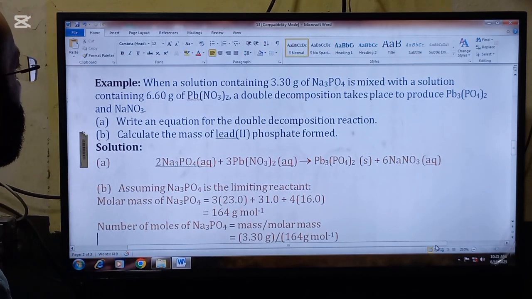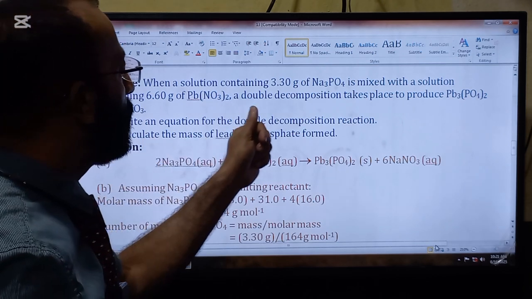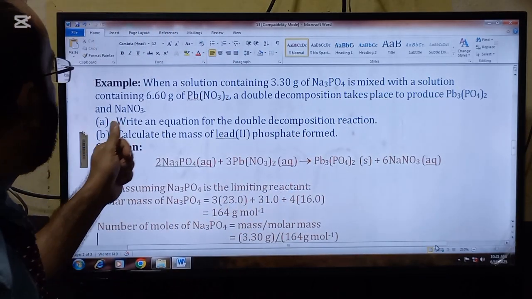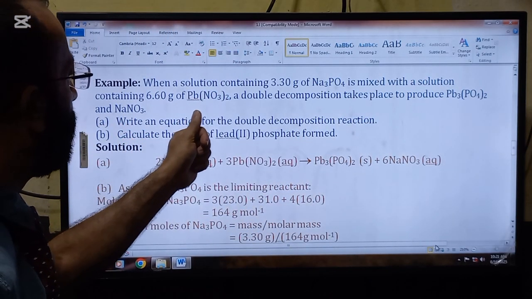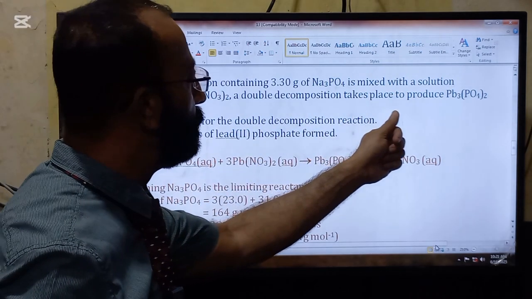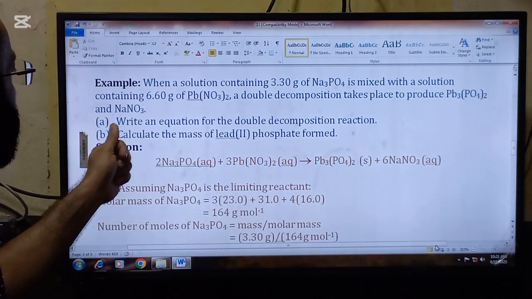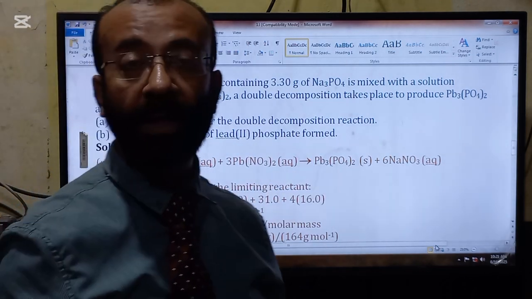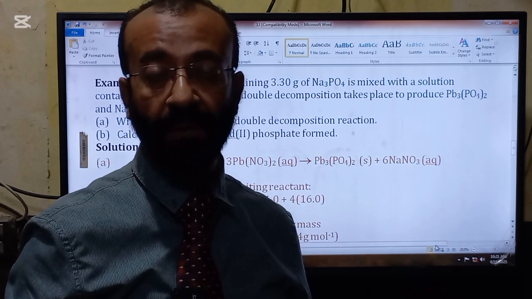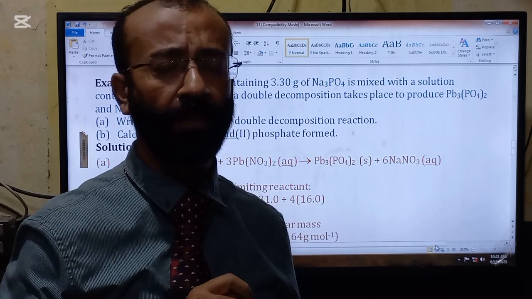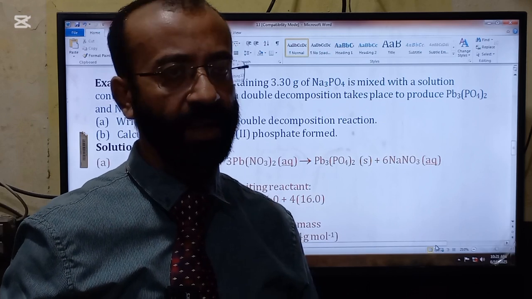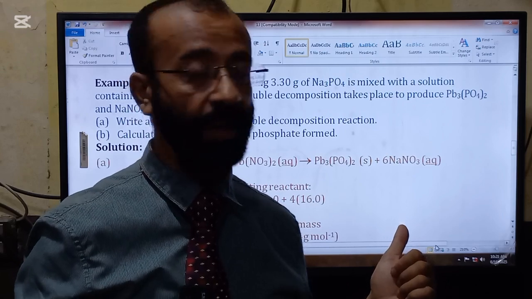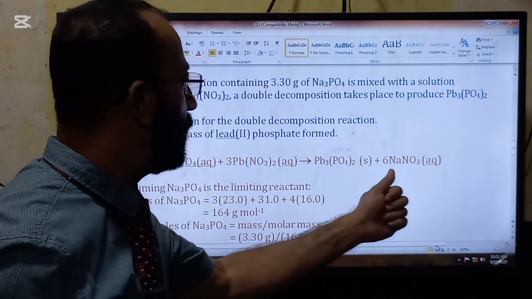Okay, here is another question. When a solution containing 3.30 grams of Na3PO4 is mixed with a solution containing 6.60 grams of lead nitrate, a double decomposition takes place to produce lead phosphate and sodium nitrate, right? Write an equation for the double decomposition. So again, look here. The first thing required is to write the balanced equation. This is a very important step. Practice a lot, students, because this will be the first step in these kinds of questions. So this will be the equation now.